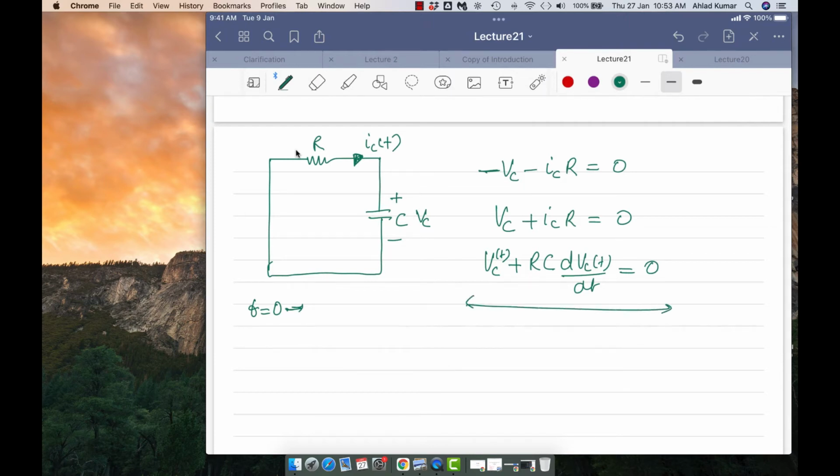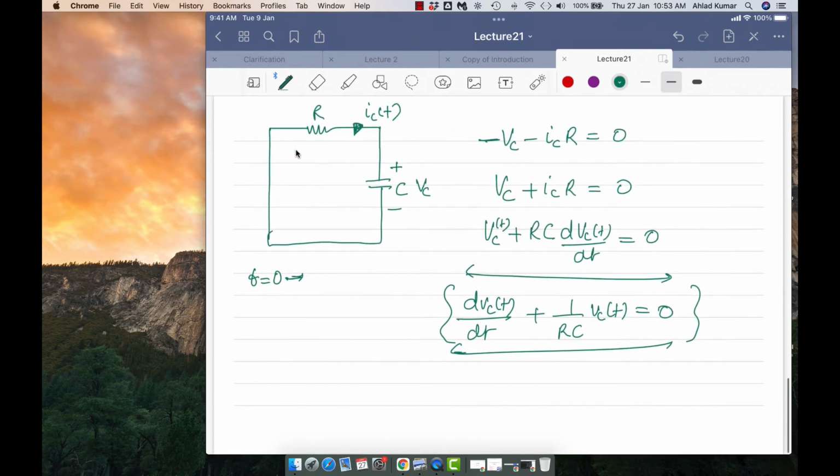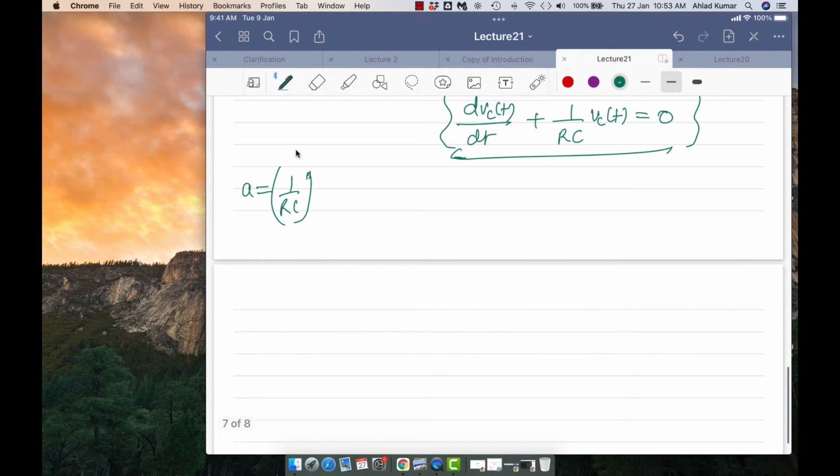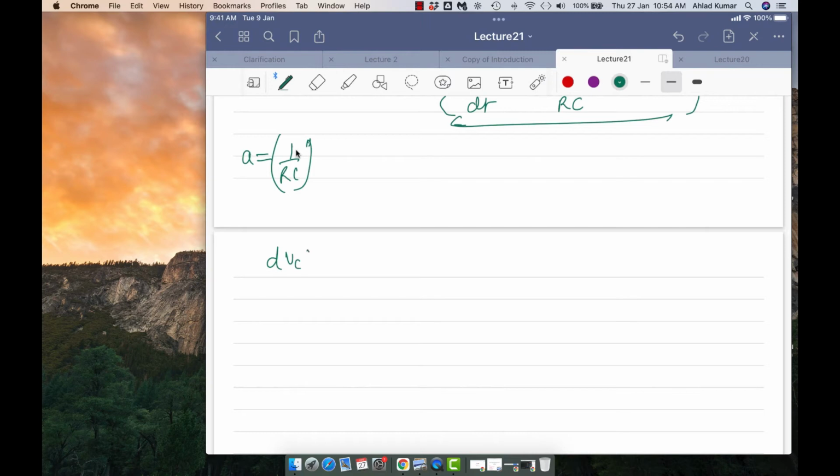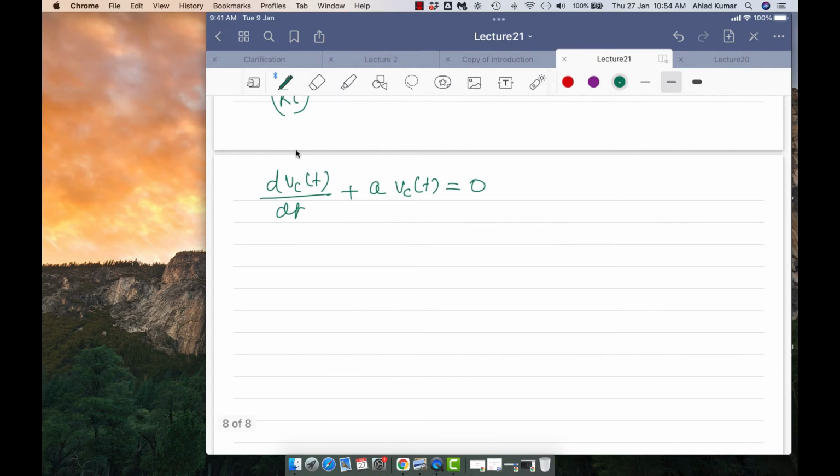Once you have this equation, you can readjust it like this, and then you have this as a differential equation. Once you have this differential equation, you can use, let us say, a equal to 1 by RC. This is just for the solving purpose. So once I use a equal to 1 by RC, I can write the differential equation as dVc(t)/dt plus a Vc(t) equal to 0. Now once we have this, we can solve it in various ways.